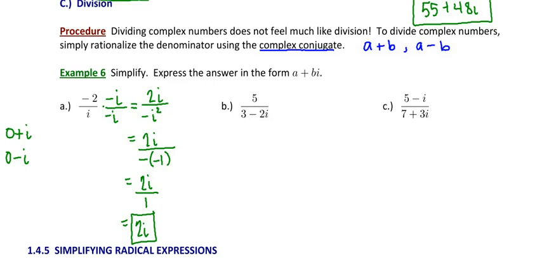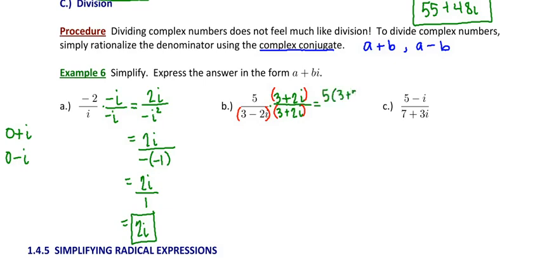Let's try one with two terms in the denominator. We have 5 divided by 3 minus 2i. So I'm going to multiply the top and the bottom by 3 plus 2i. Now, when we get multiple terms, it's helpful to insert some parentheses to keep all your binomial terms together. Okay, in the top, I'm just going to glue the numbers together.